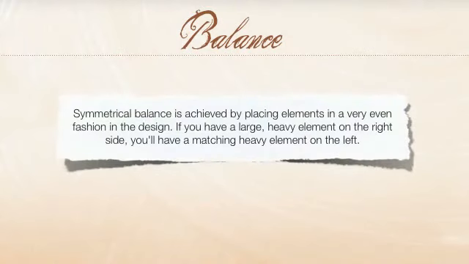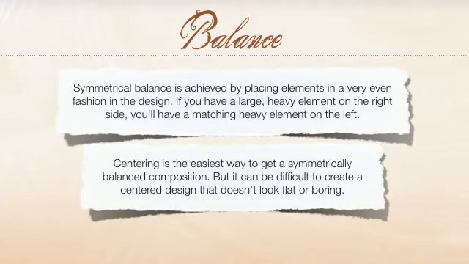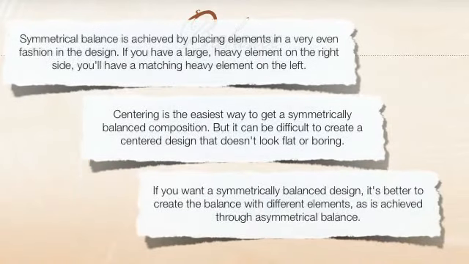Symmetrical balance is achieved by placing elements in a very even fashion in the design. If you have a large, heavy element on the right side, you will have a matching heavy element on the left. Centering is the easiest way to get a symmetrically balanced composition, but it can be difficult to create a centered design that doesn't look flat or boring. If you want a balanced design, it's better to create the balance with different elements, as is achieved in asymmetrical balance.